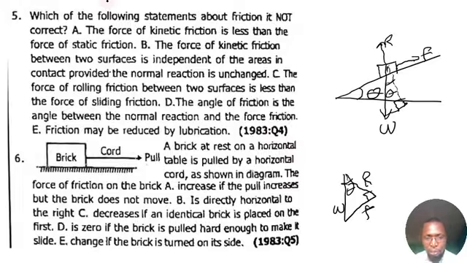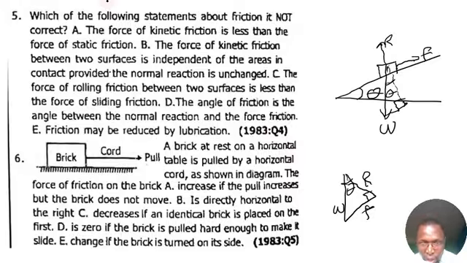So A is correct. B: the force of friction on the brick is directly horizontal to the right. This is the right hand side. If you see, that's also true. The force of friction is directly horizontal to the right, not vertical. Of course, that is obvious.